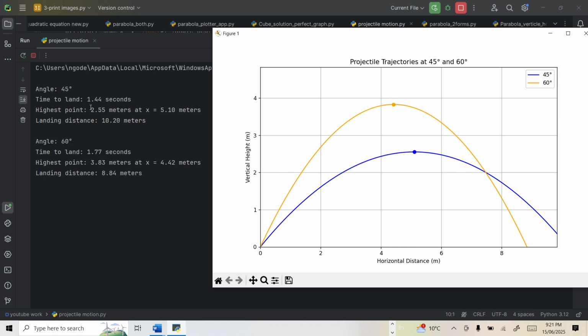But the high point, when you draw it low, is low as well. The high point here is 5 horizontal here, right? This is the high point at this point here. Compare the high point for 60 degrees, which is higher. You can see that quite clearly. And the distance too: with 45 degrees, you get a longer distance, 10.20 meters. With 60 degrees, when you go high, of course gravity pulls you down quicker, therefore the landing distance is 8.84 meters. So you can see the difference.